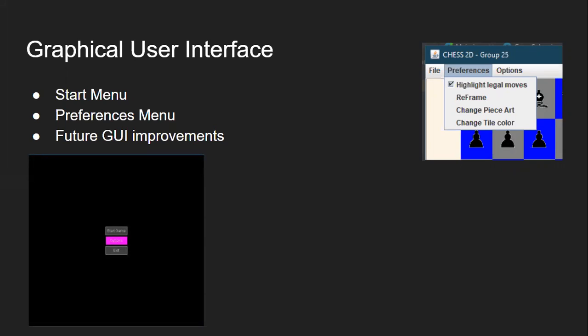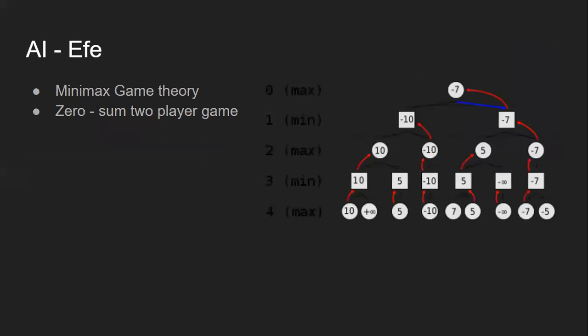In future iterations, we plan on improving the refrain functionality and the change piece art functionality. We also plan to implement timers for players to be able to time themselves during each turn. Lastly, we'll be adding a game setup component to the options button. Now I'm about to pass it to my group member Efe to continue the presentation.